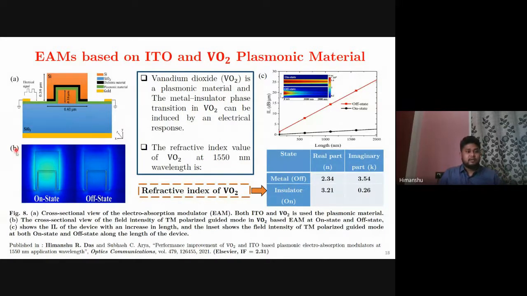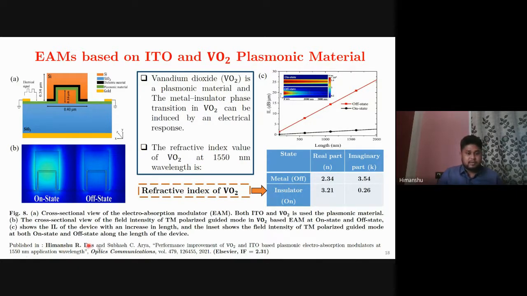In figure 8b, it shows the on-state and off-state for the device with vanadium dioxide as a plasmonic material, and the refractive index of vanadium dioxide is shown in this figure at metallic state and insulator state. Now, figure C shows the effect of increase in length on the IL of the device. With increase in length, the IL increases for both on state and off state, as length is proportional to loss. In the inset, we can see the on-state and off-state losses for the device, where in on state most of the light is allowed to pass through the waveguide, and in off state most of the light is absorbed.